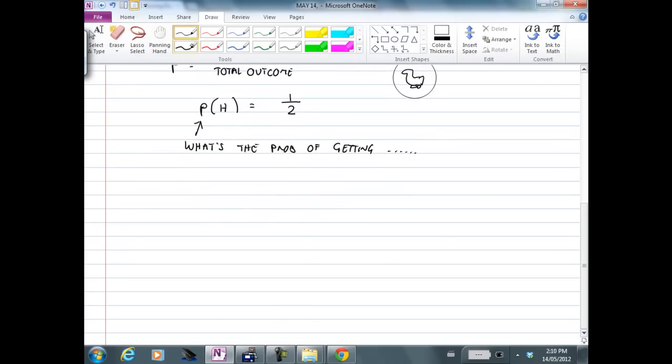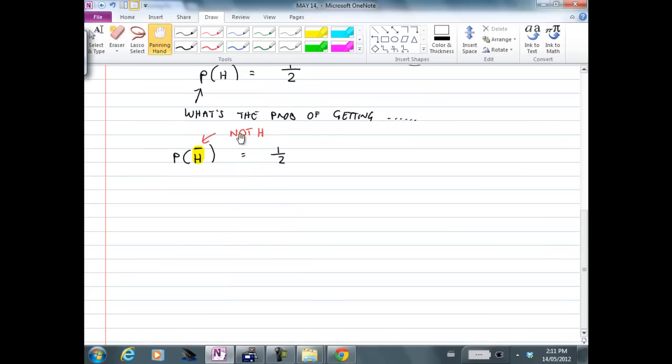Heads for a coin. If I do P, H with a bar on top, I'm going to show you all these new symbols now. In math a bar might look like repeating, but for probability it means not H. So this is called the probability of not H, which is also 1/2.